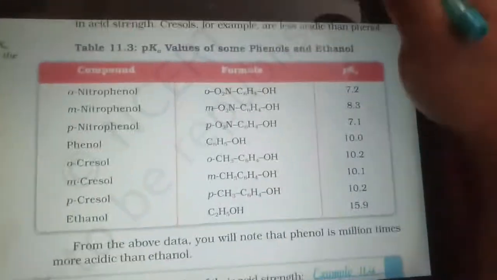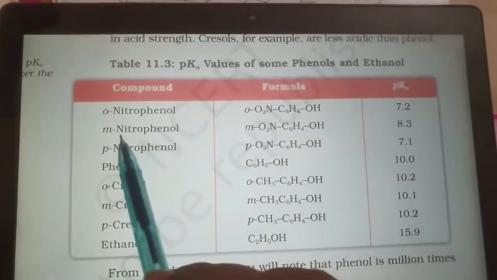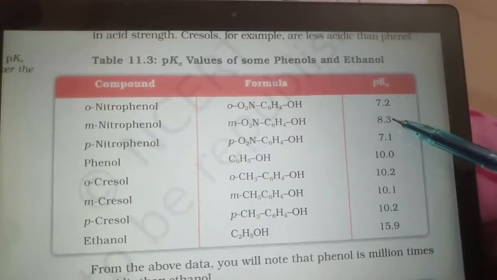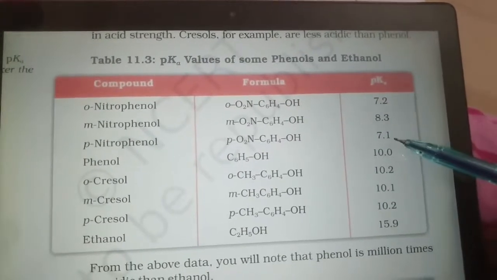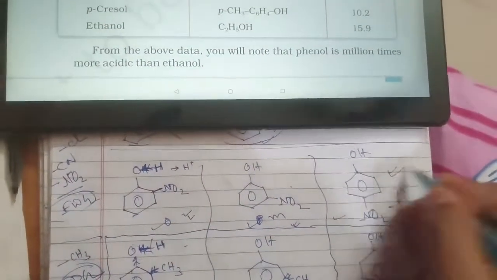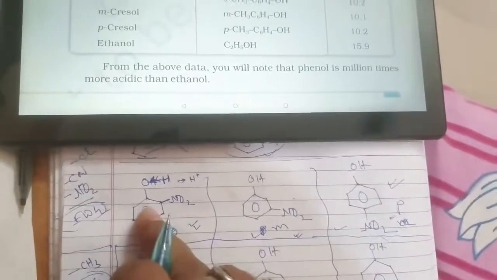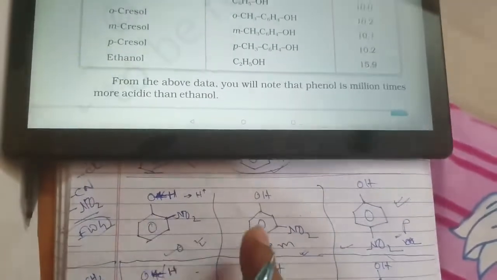But do you notice one more thing? Metanitrophenol is a weaker acid. The best one is paranitrophenol. Means, hold here, the best one is paranitrophenol. This one is the best acid. That means this is more stabilized than this, and this is the least stabilized.